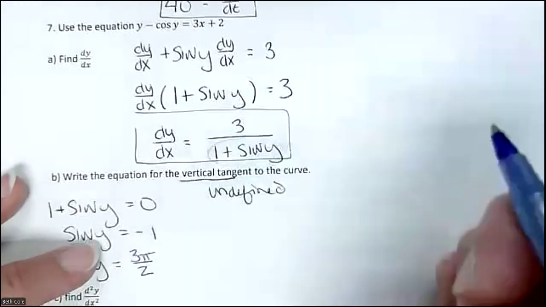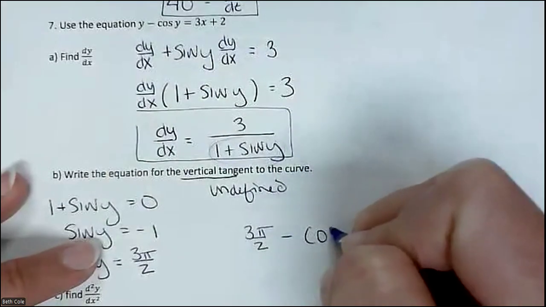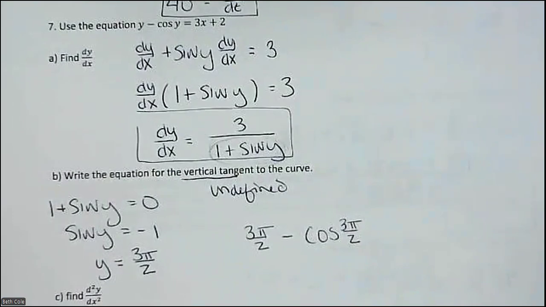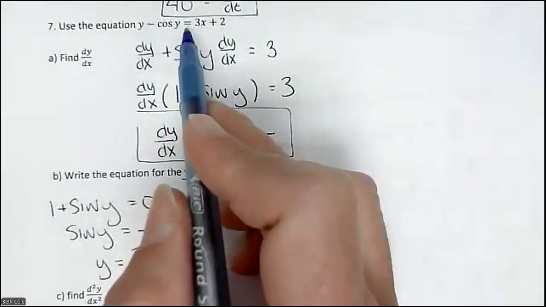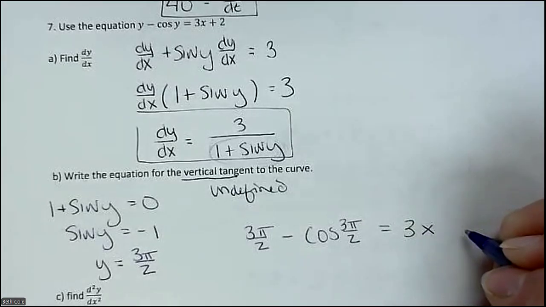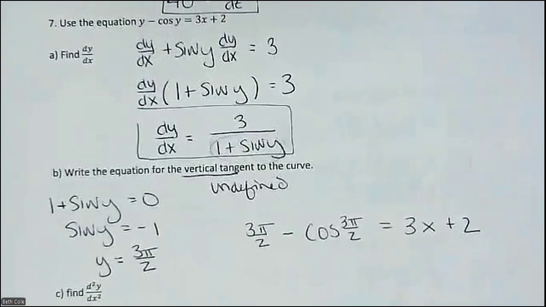So it's going to be 3 pi over 2 minus cosine of 3 pi over 2, which you don't have to evaluate, but as an extension question, what is the cosine of 3 pi over 2? It is 0, but you don't have to evaluate it. It's free response, so you're allowed to just leave that alone. All right, equals 3x plus 2. No, it was plus 2, right? And then all you are going to do is solve for x.